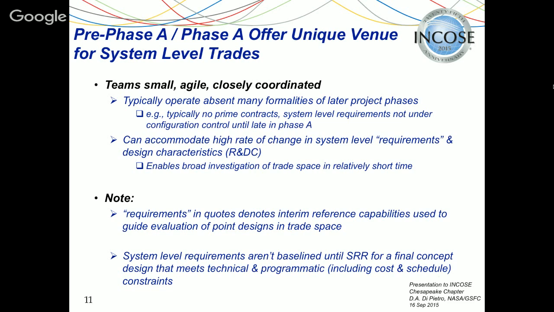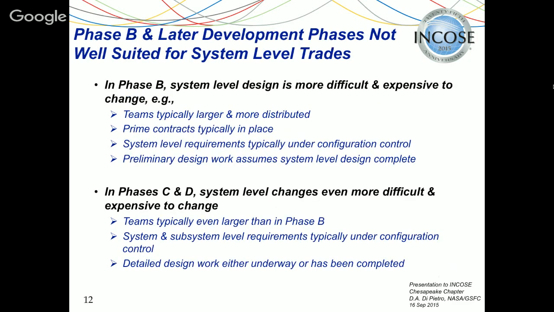And so that allows teams to accommodate a relatively high rate of change in system level requirements and design characteristics. I'll abbreviate that R&DC for short. And that helps enable a broad investigation of a trade space in a relatively short time. Now, when I talk about requirements in quotes, what I'm referring to are interim reference capabilities used to guide the point designs in the trade space. Strictly, system level requirements aren't baselined until SRR. And that will be for a final concept design that's converged to meet technical and programmatic, including cost and schedule constraints.